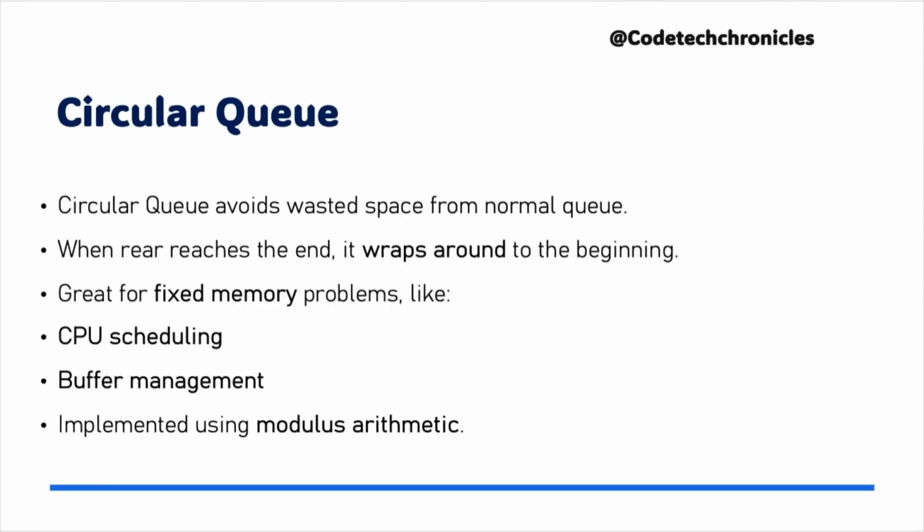Circular queues. In a basic array based queue, space isn't reused after dequeuing. Circular queues fix this by wrapping around. They use modular arithmetic to let the rear pointer return to the front when it reaches the array's end. This makes them great for fixed memory conditions like CPU round robin scheduling and streaming data buffers. It improves space efficiency and prevents unnecessary memory wastage.